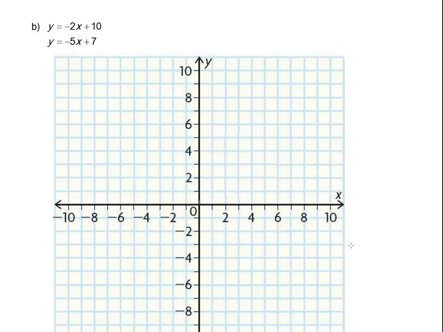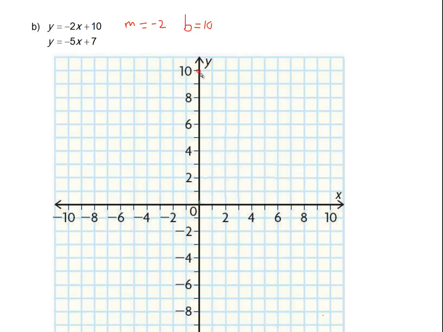The second one is y equals negative 2x plus 10, and y equals negative 5x plus 7. So for the first line, if we write the slope and the y-intercept, then m is equal to negative 2, and the y-intercept of this line would be 10.